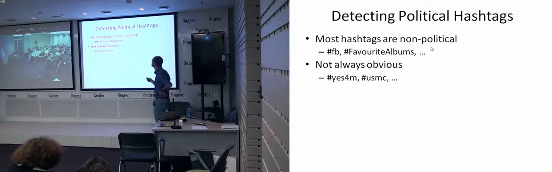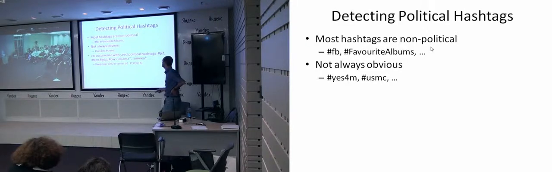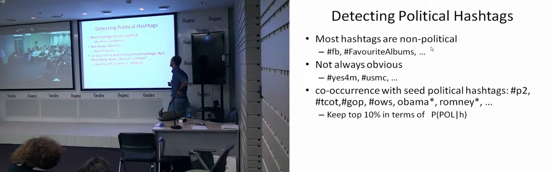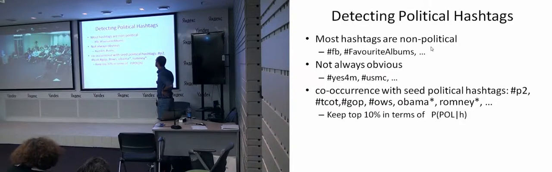So just doing some classification on just these words as a source is probably not going to work. So what we did, this was also done by other people before, so we don't claim novelty for this, is we looked at co-occurrence with seed political hashtags. We say, fine, the hashtag P2 is political, TCOT political, GOP political, anything mentioning Obama political, anything mentioning Romney political. So now we have a set of seed political hashtags, and then we look at the hashtags that have the highest co-occurrence. So given that the hashtag is present, what's the probability that also a political hashtag is present? And then we get a ranking of this, and we say, fine, we take the top 10 in terms of how political they are.